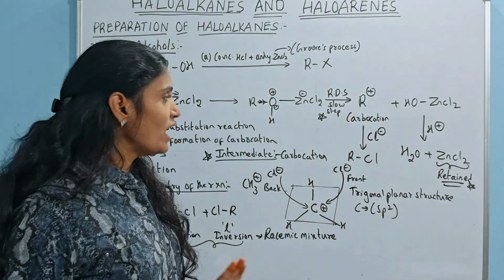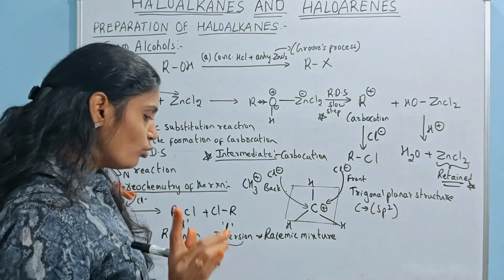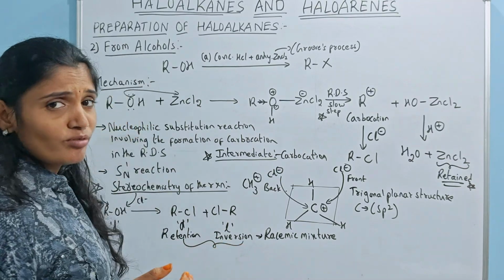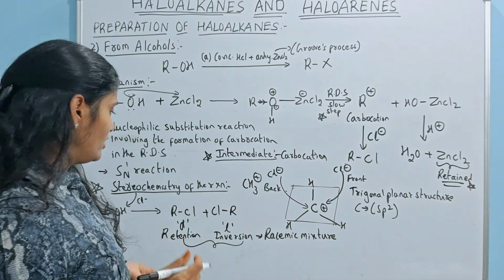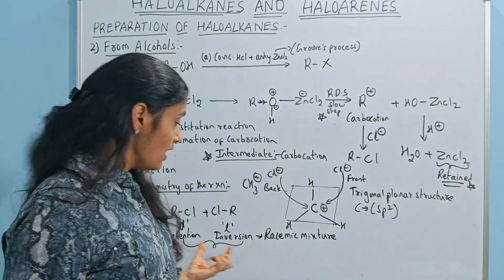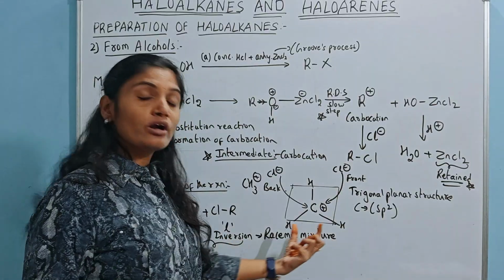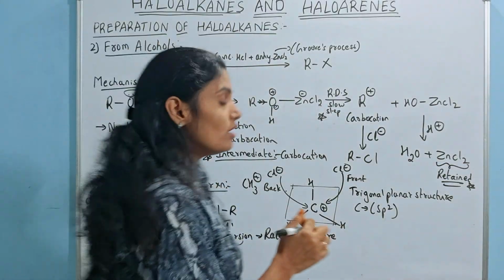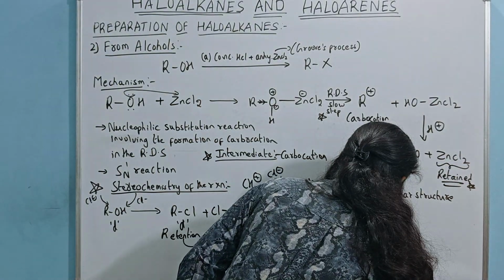So when the carbocation is attacked by the nucleophile, there are two types of attacks. One is from the front side, one is from the back side. When the attack is from the front side, I get a retention product. When the attack is from the back side, I get an inversion product. The retention product plus the inversion product together form a racemic mixture, and the racemic mixture is optically inactive.